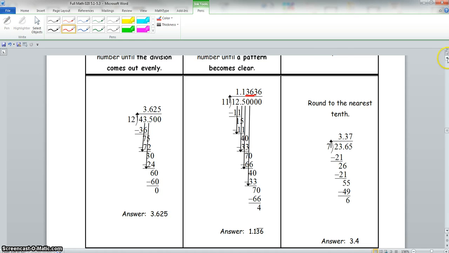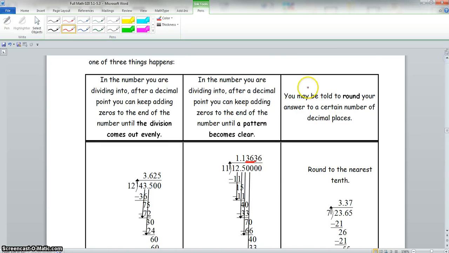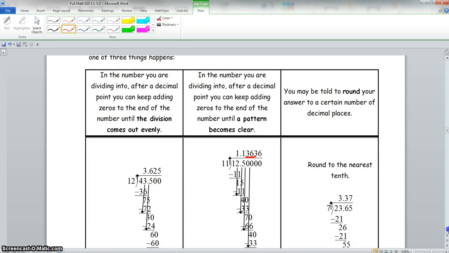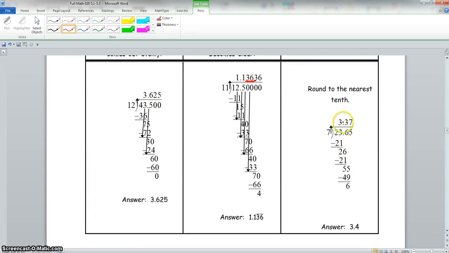Now the last thing deals with rounding. You may be told to round your answer to a certain number of decimal places. Like here it said round to the nearest tenth. Now what you do is this here. Whenever it tells you to round, you always go one place value past where it tells you to round to. Like it told you to round to the nearest tenth. You notice we went to the hundredths place here. We don't go any further.